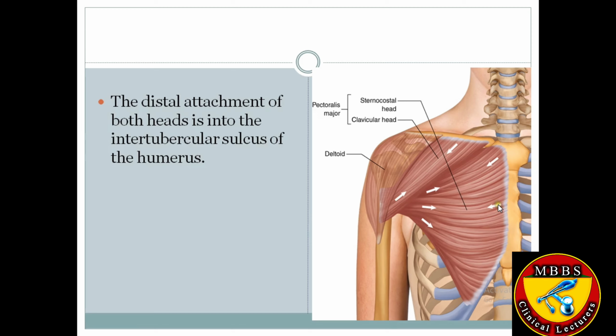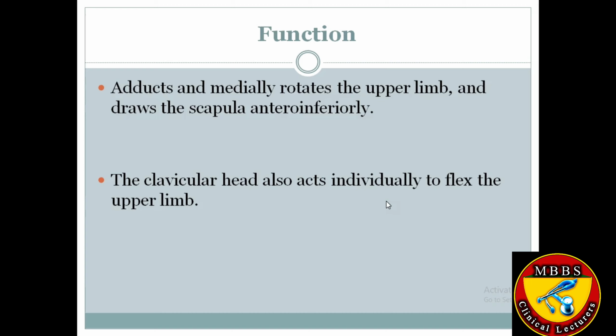Although the pectoralis major muscle originates from two different heads, the clavicle and the sternum, it gets inserted into the intertubercular sulcus of the humerus. This is the intertubercular sulcus of the humerus, where both the clavicular head and the sternocostal head get inserted.